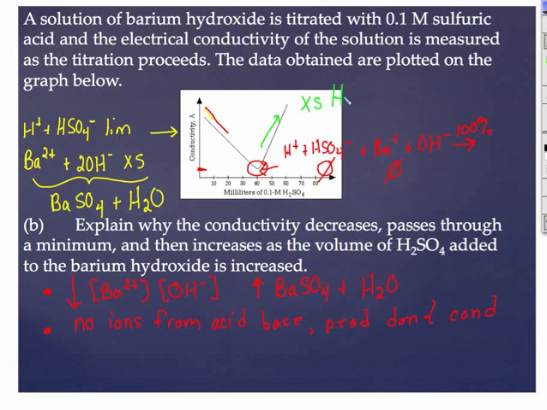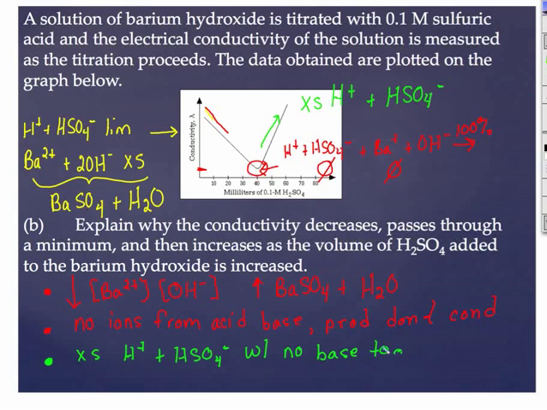Well, we have excess of our H plus and our HSO4 minus. And the more excess we add, the more ions we get. So we start adding excess H plus and HSO4 minus that have no base to react with, because it's done. We've passed the equivalence point. We have no base to react, and little typo there.